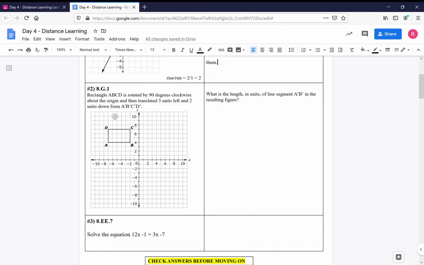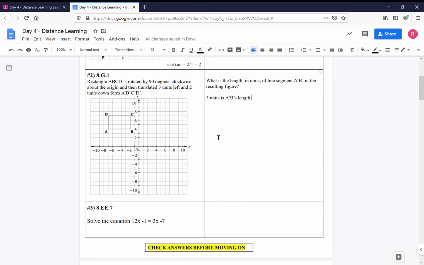So let's look at this again. Rectangle ABCD is rotated by 90 degrees clockwise about the origin, then translated 3 units to the left and 2 units down to form A prime, B prime, C prime, D prime. There was no dilation performed, so therefore the size would not change. So A prime B prime would be the same as AB, which is 1, 2, 3, 4, 5 units long. So 5 units is A prime B prime's length.